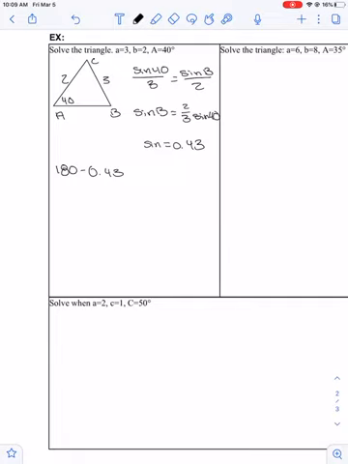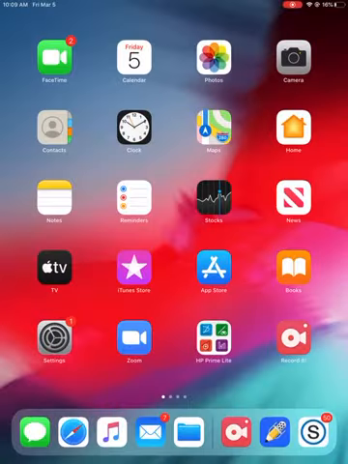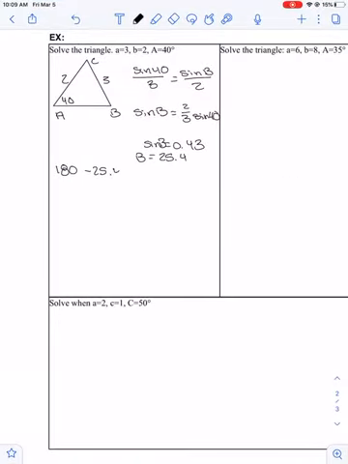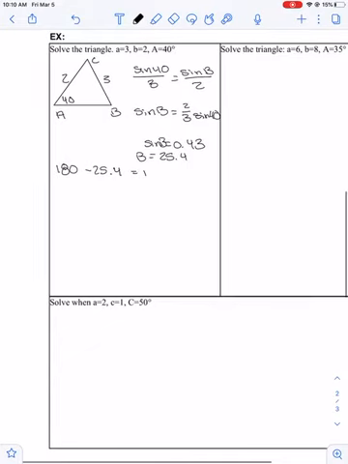So the sine inverse of 0.43 is 25.4. So we can do 180 minus 25.4, and we get b can also equal 154.6 degrees.